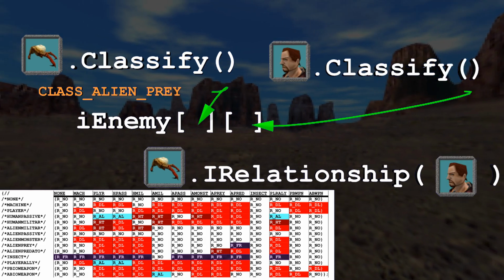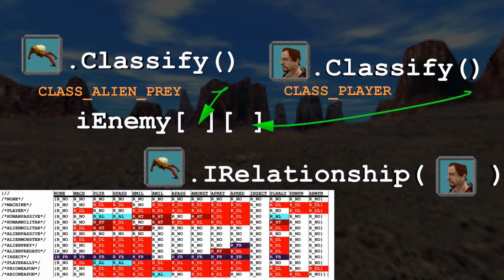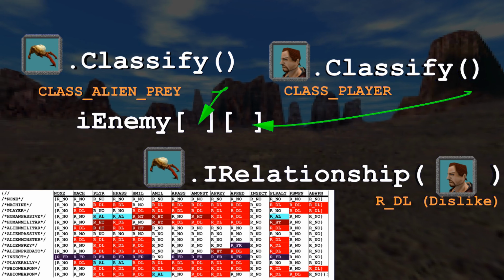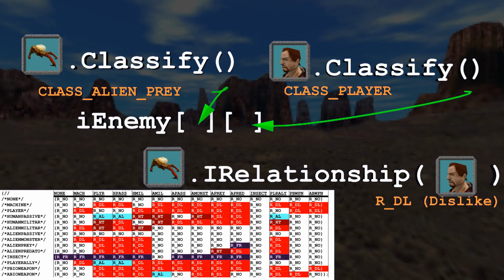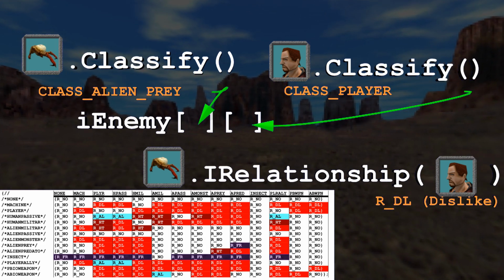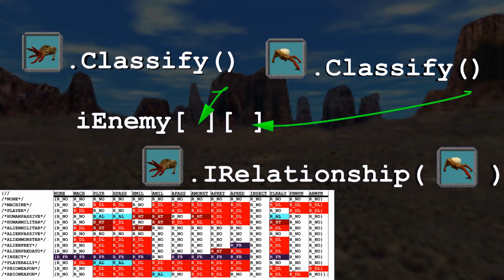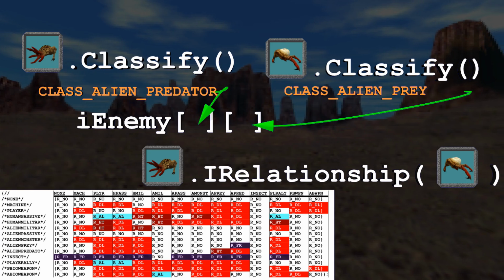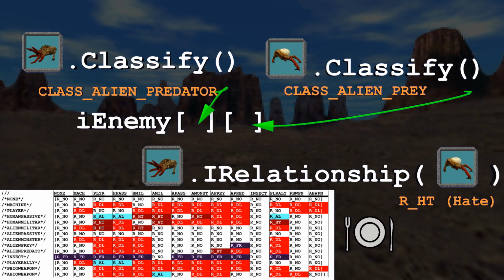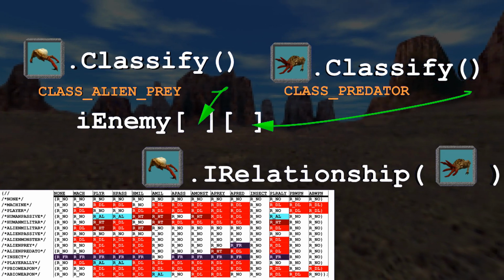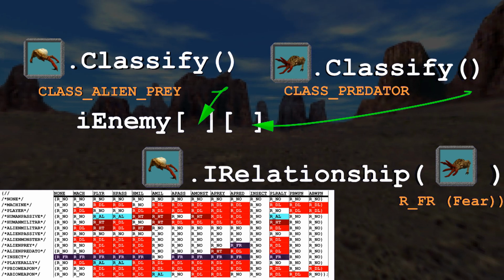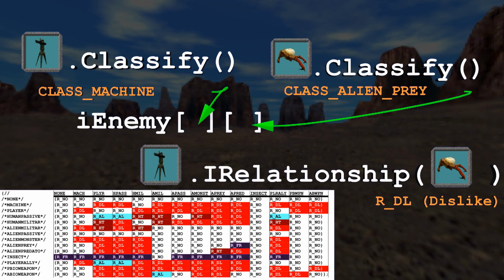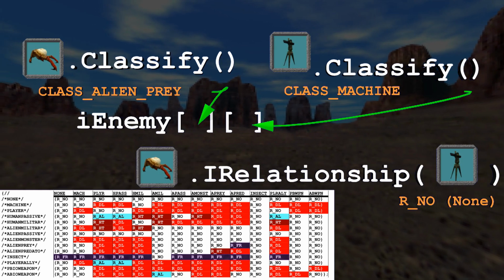The player, meanwhile, will identify as player, and the relationship between alien prey and player is dislike, so the Headcrab will attack the player. Keep in mind the relationship is not necessarily symmetrical. The Bullsquid will identify as alien predator, a class that sees alien prey like the Headcrabs as high priority target. Meanwhile the Headcrab will flee from alien predators like the Bullsquid. Also, sentry guns see the Headcrab as enemy, while the Headcrab itself is too stupid to see a machine as a threat.